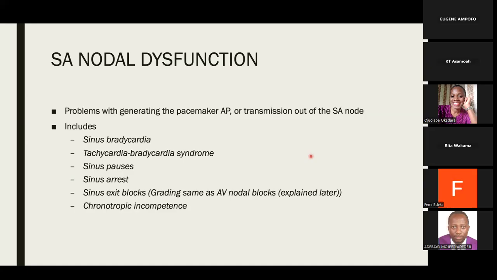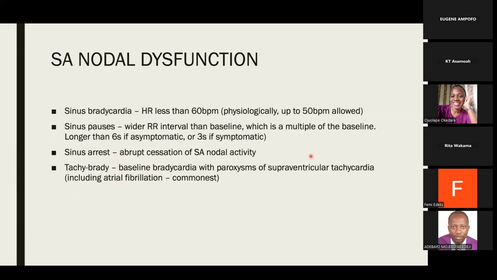Then the last one here is chronotropic incompetence. Normally you know that there's supposed to be sympathetic stimulation. The SA node is highly stimulated by autonomics, so you're supposed to have adequate sympathetic stimulation to match your levels of activity. So you'd expect heart rates to rise. Having chronotropic incompetence means that you are lacking this response, so your heart rate is not able to match your level of activity. And that is another manifestation of SA nodal dysfunction.